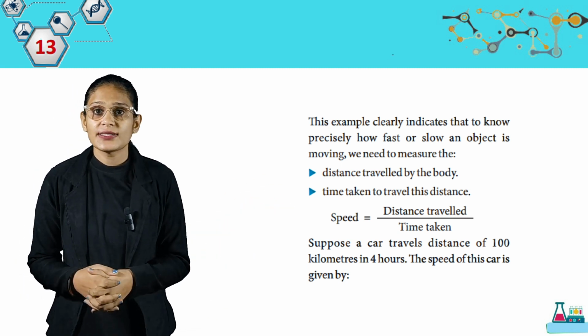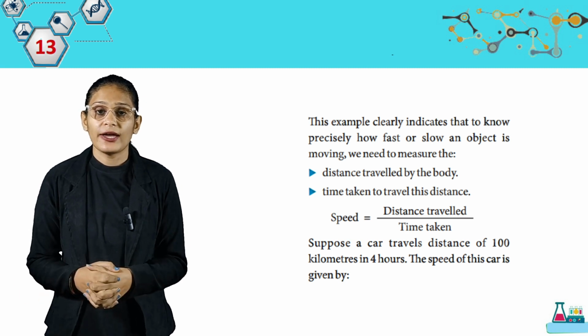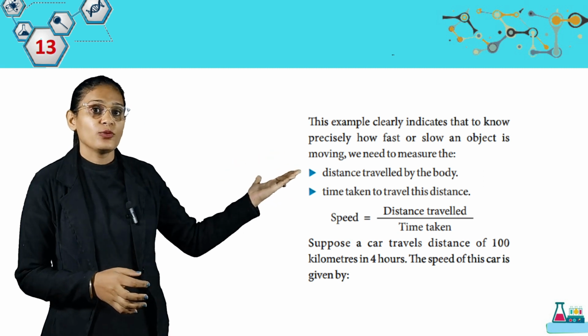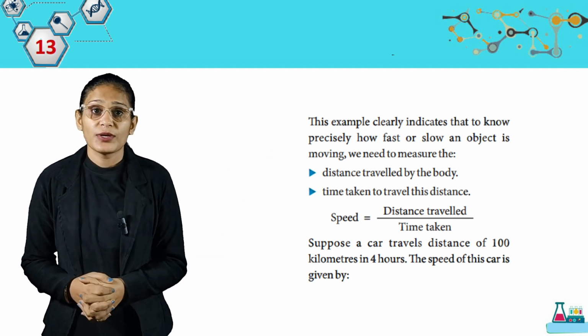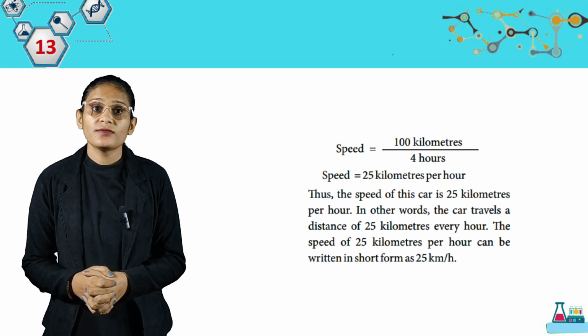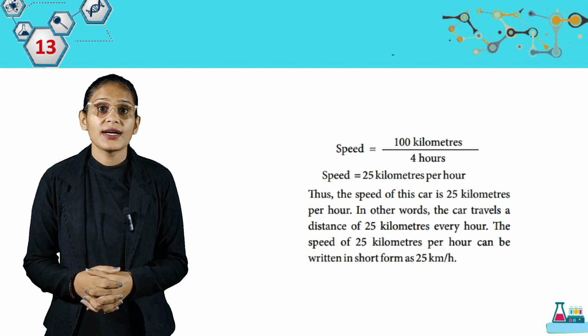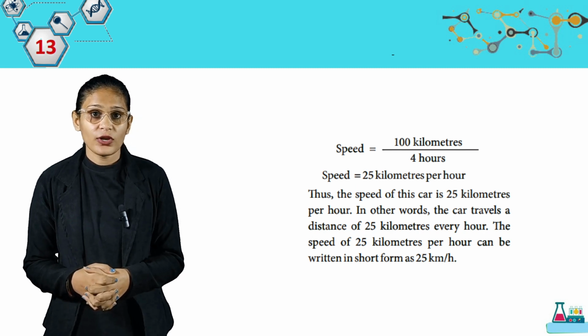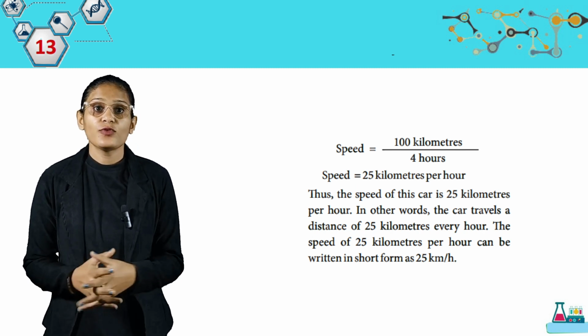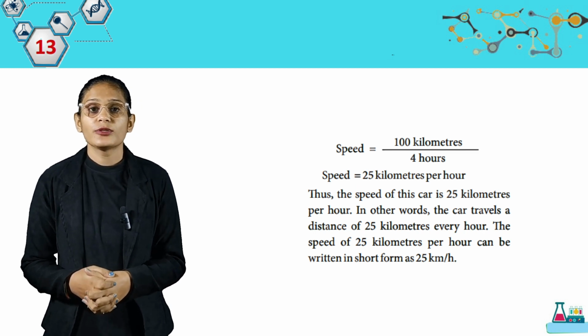Suppose a car travels a distance of 100 kilometers in 4 hours. The speed of this car is given by speed equals 100 kilometers divided by 4 hours. Speed is equal to 25 kilometers per hour. Thus, the speed of this car is 25 kilometers per hour. In other words, the car travels a distance of 25 kilometers every hour. The speed of 25 kilometers per hour can be written in short form as 25 km/h.